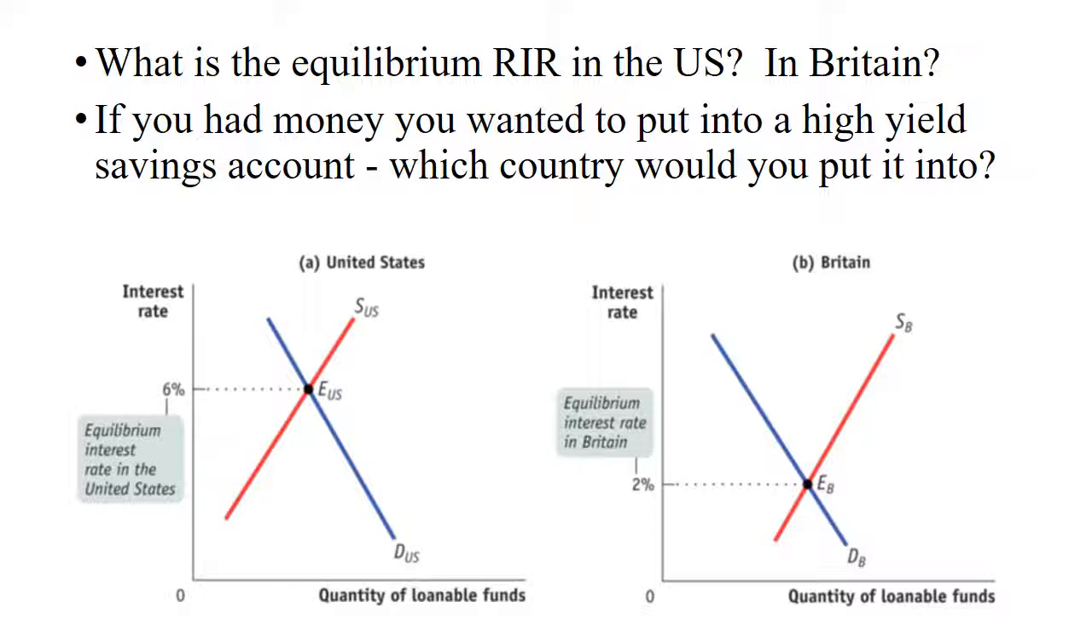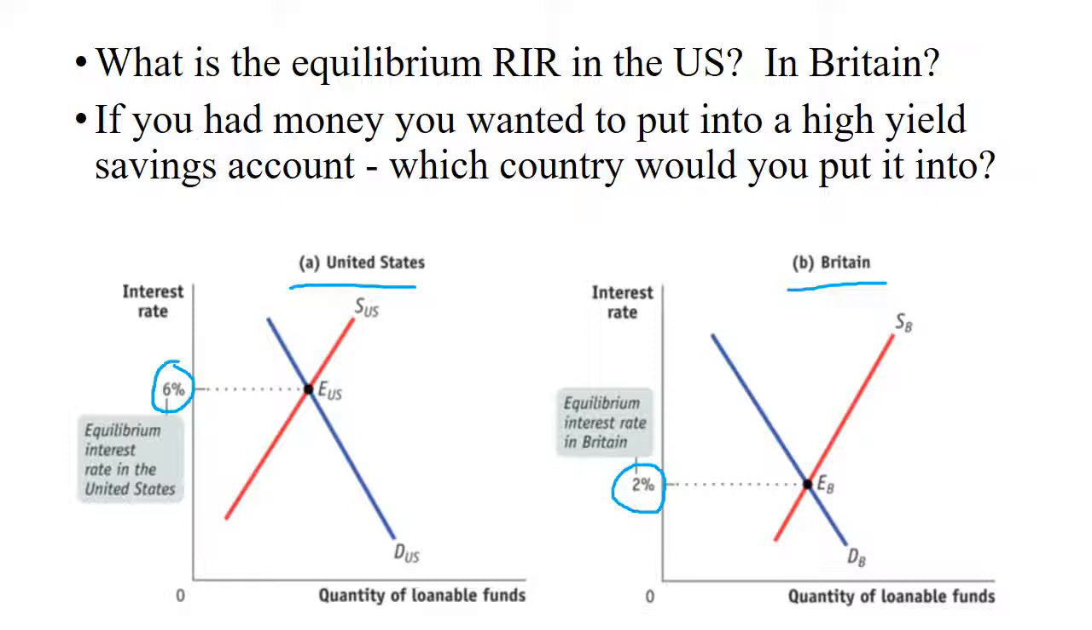So here you can see the loanable funds markets for 2 different countries. We have on the left, the United States, and on the right, Britain. So what is the equilibrium real interest rate in the United States? 6%. And the real interest rate in Britain is 2%. Countries do have different real interest rates. That's an actual thing that occurs.